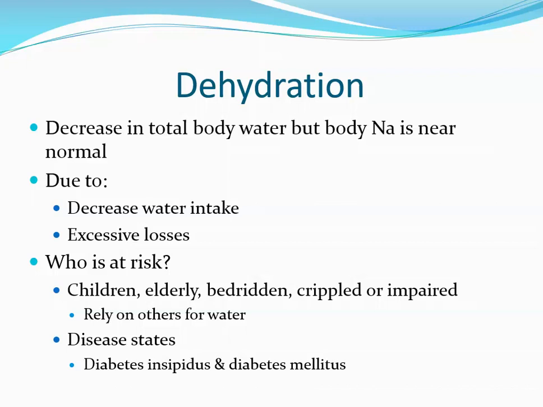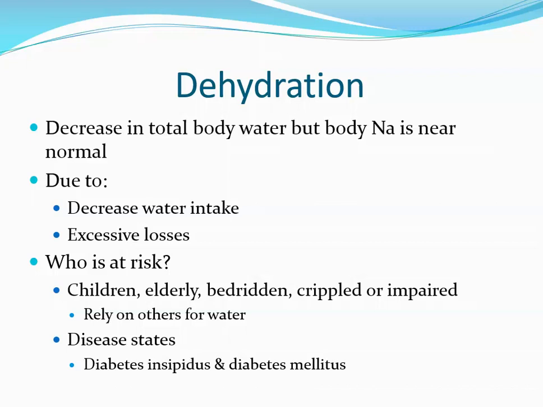First condition is dehydration. This is a decrease in total body water, but total body sodium remains near normal. This could be due to a decrease in water intake or excessive water losses. Who is at risk? Children, elderly, bedridden, crippled, or impaired. Basically anyone who is at the mercy of others in order to get water. This may result in a decreased intake in these people.